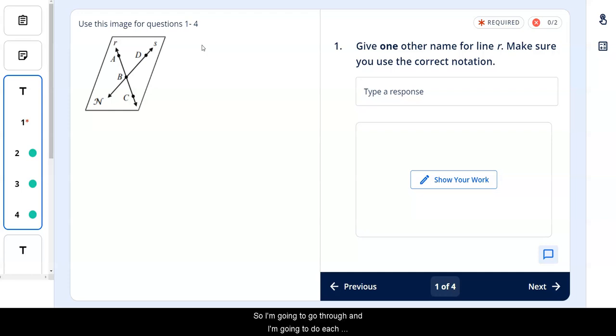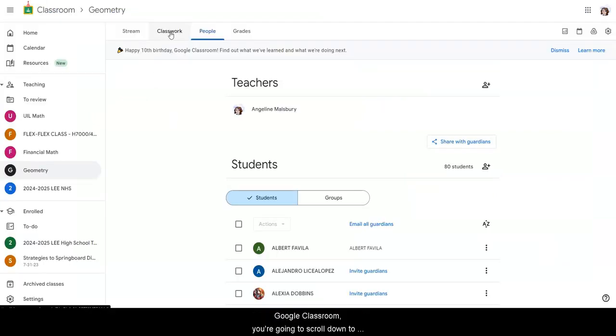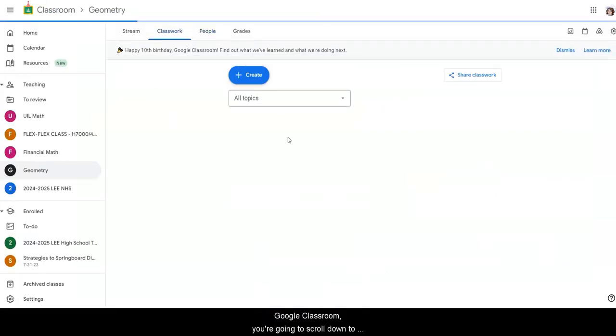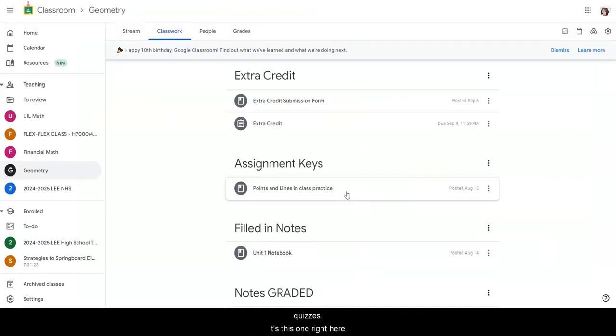So I'm going to go through and do each question with you. On some of them, you can use your marker boards to put the answers in if you need to for showing your work. It's likely I will do that as well. I'm also going to go through this with you to make sure that you know how to put in all the symbols. Here in Google Classroom, you're going to scroll down to quizzes.